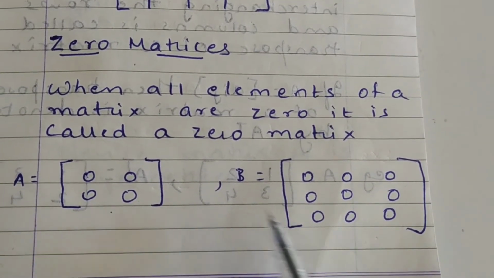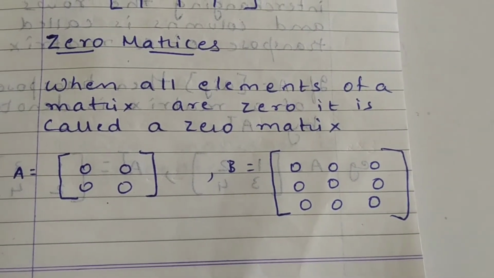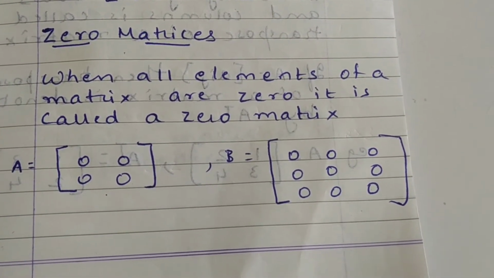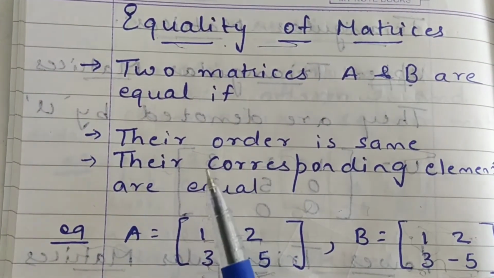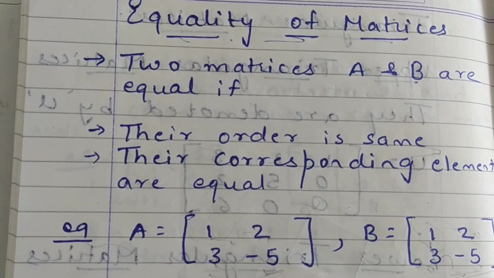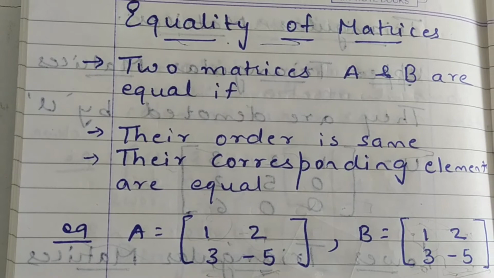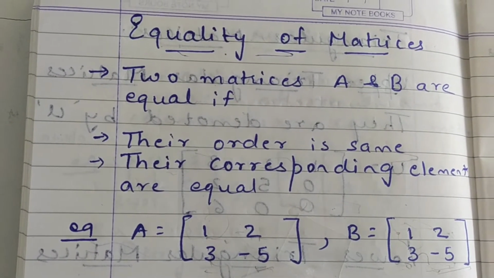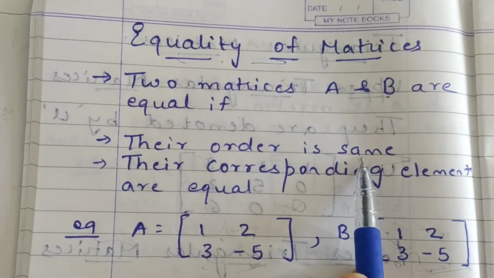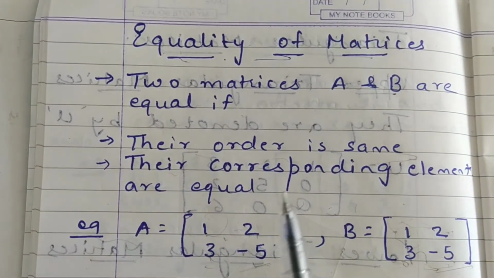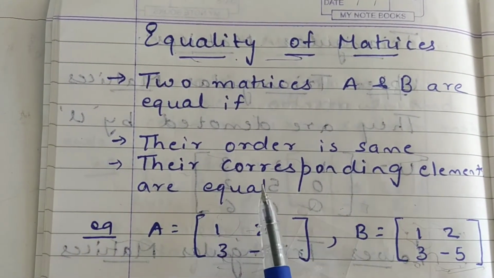You can see that all the elements of this matrix are zero, and so we call such a matrix a zero matrix. Now let us see what is equality of matrices. Suppose we have two matrices, say A and B, and we need to compare them or equate them. Then when will we say that the two matrices are equal? The definition says that their order should be the same, that is the number of rows and columns of both the matrices should be the same, and their corresponding elements are equal.